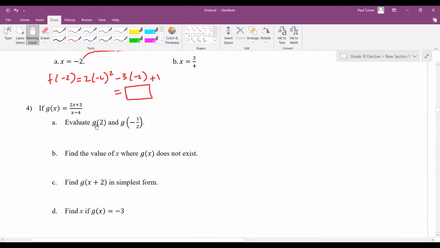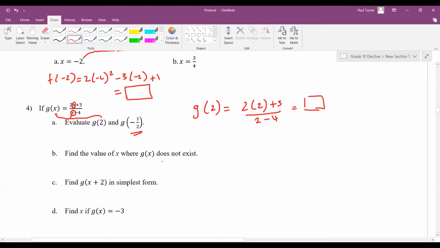Okay, evaluate g(2) and g(-1/2). So this is basically telling you to put the 2 into your function here and into here. Okay, so the first one would be g(2). Put 2 into your function. 2 times 2 plus 3, 2 minus 4. And that's your answer there. And do the same for this one, except it's just a fraction. All right.